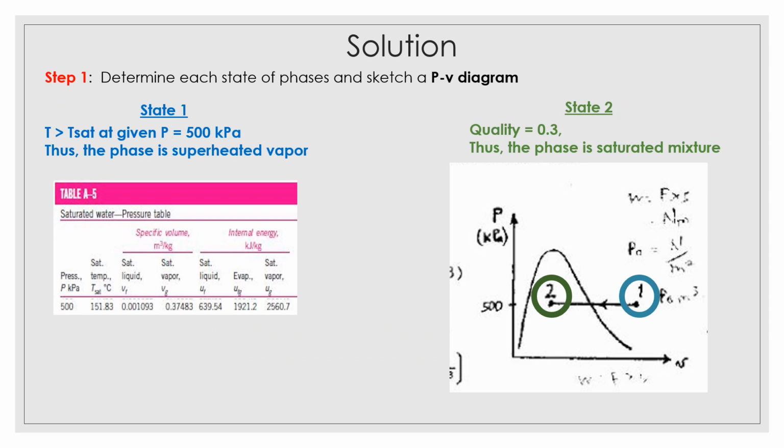Step 1, determine each state and sketch the PV diagram. If you notice from the question, it already stated the superheated vapor, but we just want to cross-check the superheated vapor by referring to the table. Knowing the requirement for the superheated vapor is T greater than Tsat at a given P, which in this question is 500 kPa. So from this table, saturated water, we refer to 500 kPa, and we managed to get this value of Tsat. T from the question is greater than the Tsat at P 500 kPa, which means this is a true statement for state 1, superheated vapor.